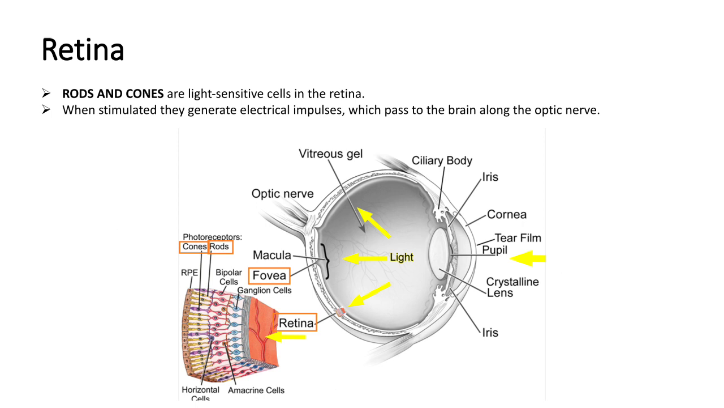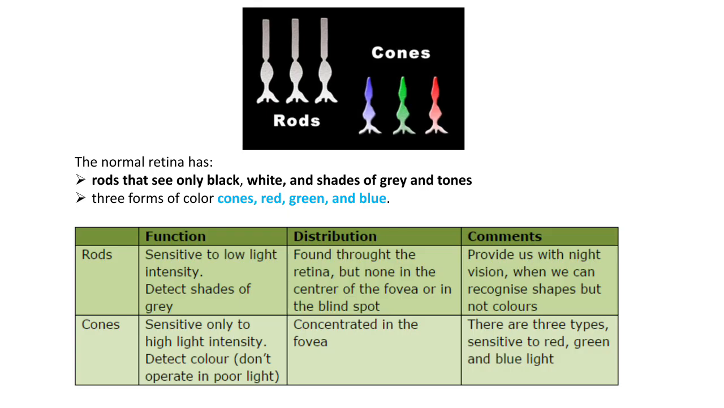Next, retina. Rods and cones are light-sensitive cells in the retina. When stimulated, they generate electrical impulses which pass to the brain along the optic nerve. The normal retina has rods that see only black, white and shades of grey, and three forms of color cones: red, green and blue.